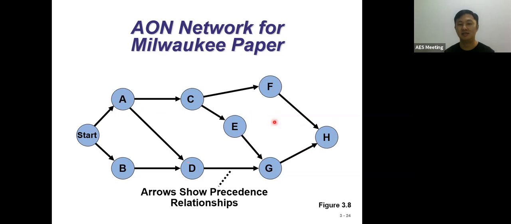Of course, H will be the last, but we have C, D, E, F, G. It's all interconnected. This is all interconnected. This is what we call precedence relationship.